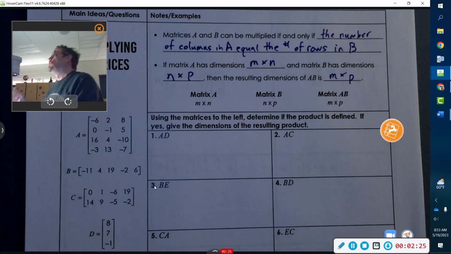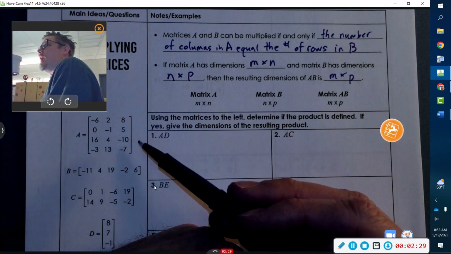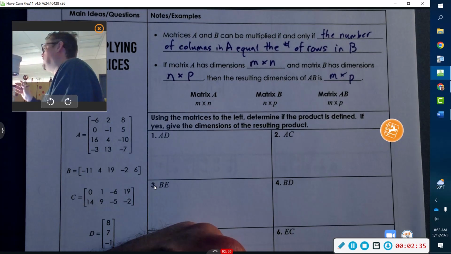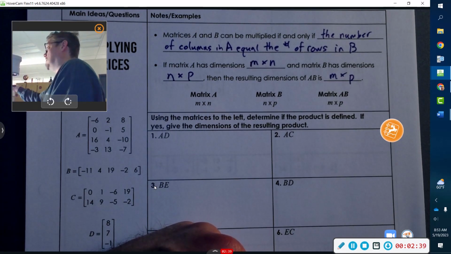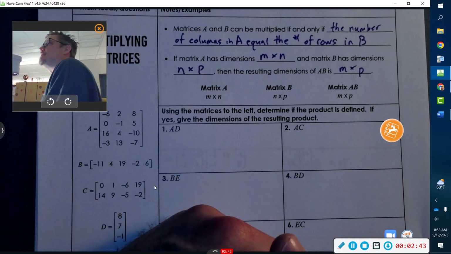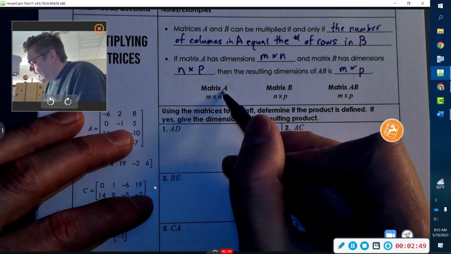Okay, well, what does that mean? What you do is you always label the dimensions for A and B. We labeled dimensions yesterday, right? We labeled them because we needed to see if we could add them, because we needed the same dimensions. Now, when you multiply, you don't need the same dimensions. You just need a connection, and that connection is right here.